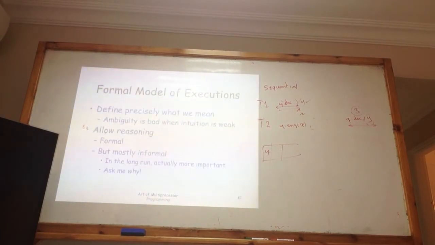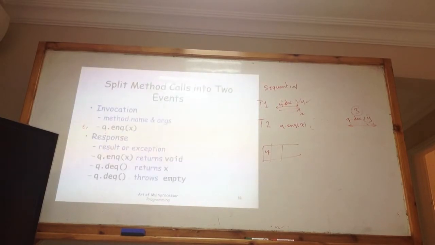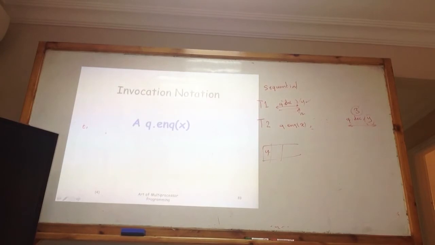Now, there's some basic formal notation. Maybe we can quickly go through it to show how you can reason about this parallel execution. They use two events: an invocation, where you call a method, and a response, where you get a result back. And they use this nice notation.